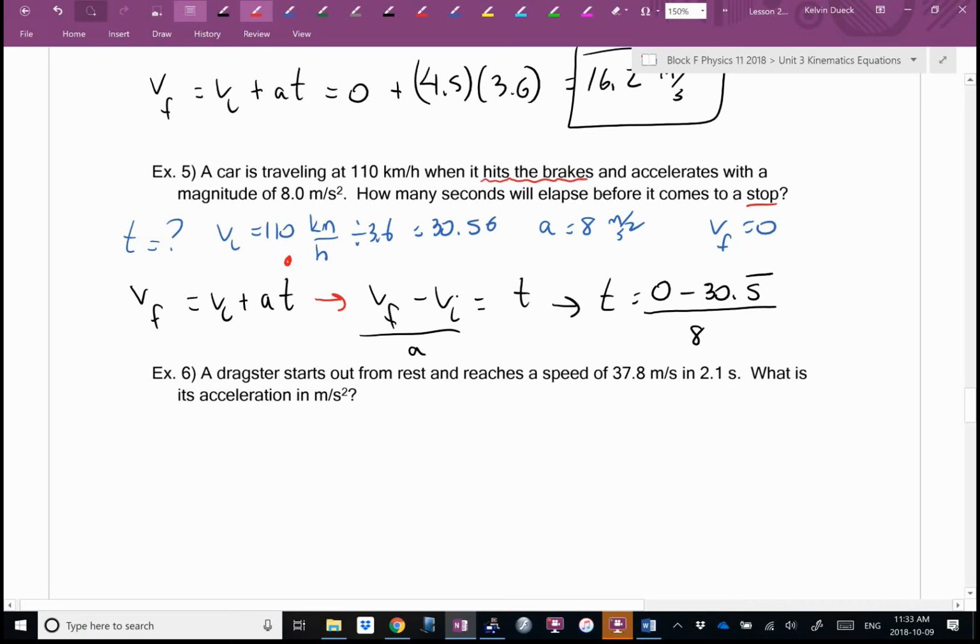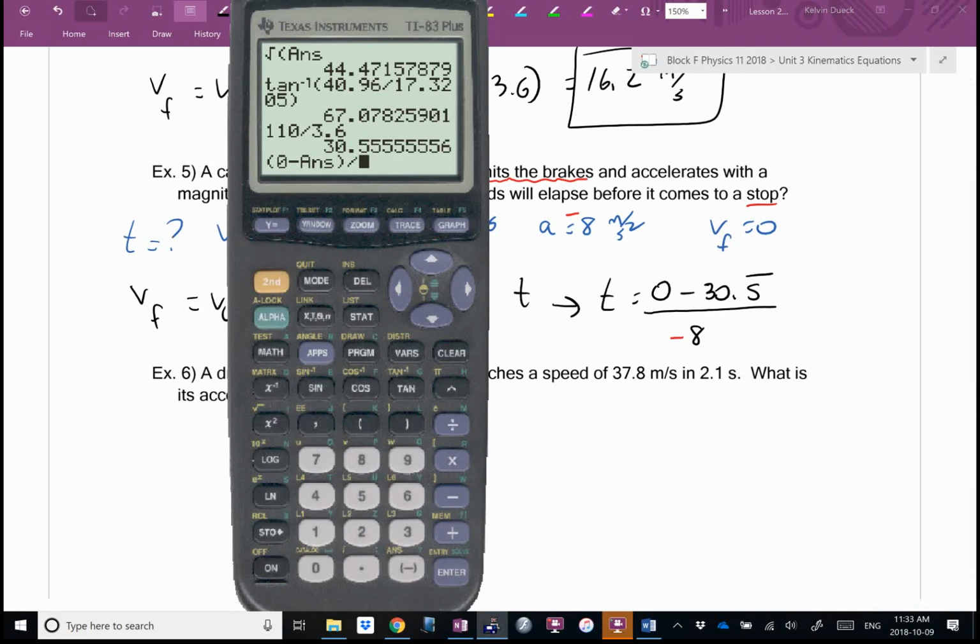Are we speeding up or slowing down? Slowing down. We're slowing down. It should be divided by negative 8. Now the nice thing is all of you got the same magnitude as me for time. You got 3.81. I used my answer button. If you used 30.54 and rounded off, we might be different on the last few decimals. But all of you got the same answer as me, but you had a negative there.